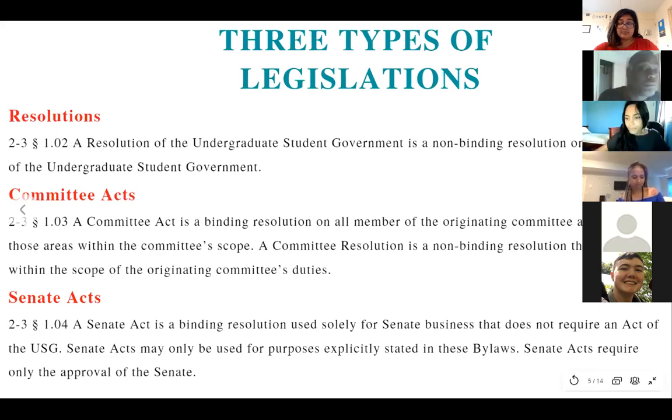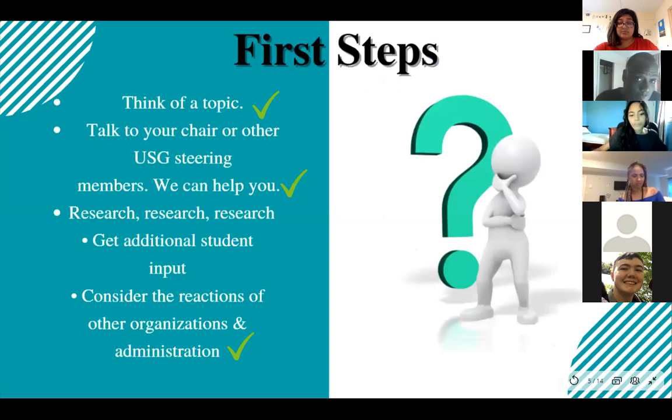So, first steps. We know what a legislation is, and we know that we as senators are responsible for writing legislations, but how do we actually start to write them? One piece of advice: try not to just sit down, grab a piece of paper and a pen, and start writing a resolution, because it usually doesn't happen that way. A legislation idea can come to you at any time.